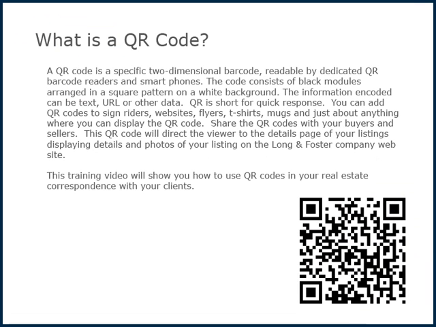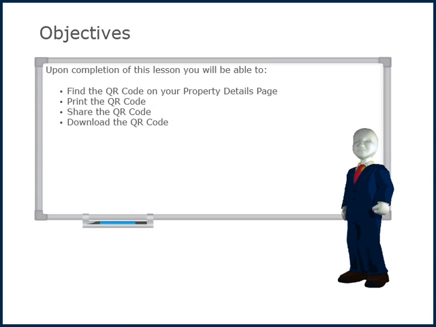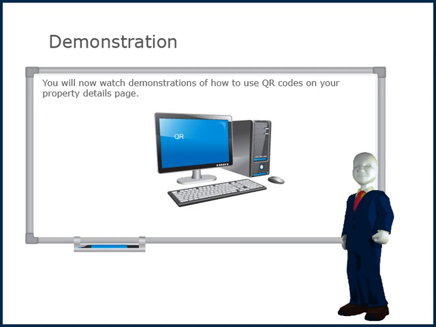This training video will show you how to use QR codes in your real estate correspondence with your clients. Upon completion of this lesson, you will be able to find the QR code on your property details page, print the QR code, share the QR code, and download the QR code. You will now watch demonstrations of how to use QR codes on your property details page.